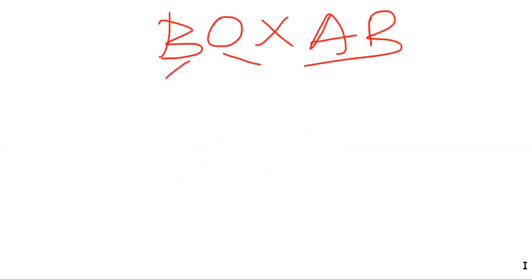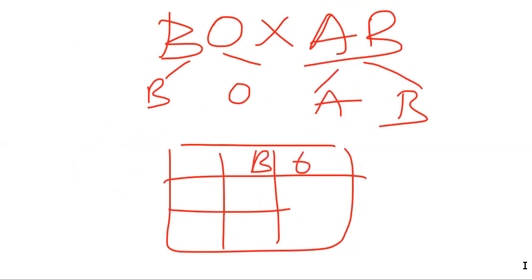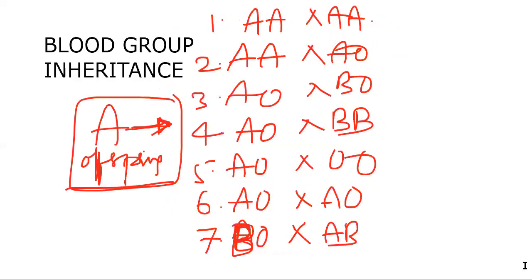BO, AB. So B and O, A and B. I am taking the gametes. So I said, when you do continuous practice without making this box also, you will recognize. So let me see whether you are correct or not. You are wrong. You got A blood group. Here, 25% A blood group possibility is there. So you are wrong then. Then let's get back. BO, AB, you are wrong.